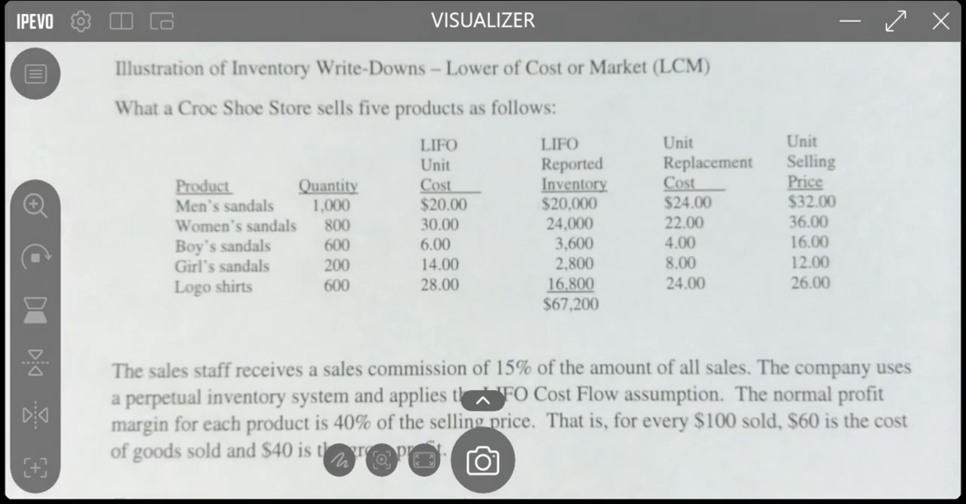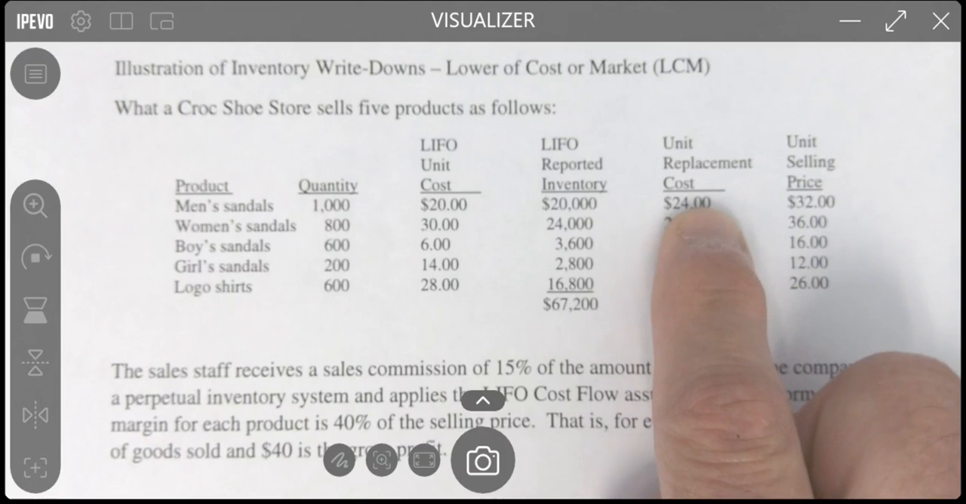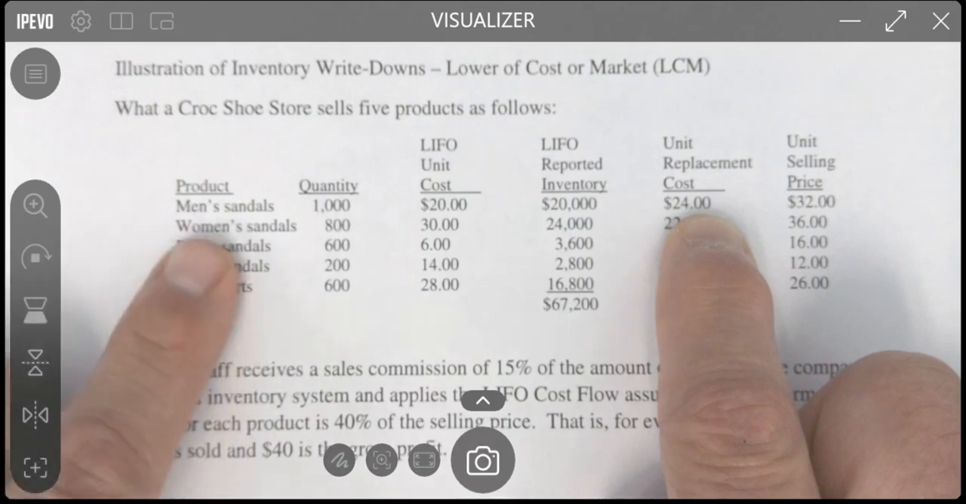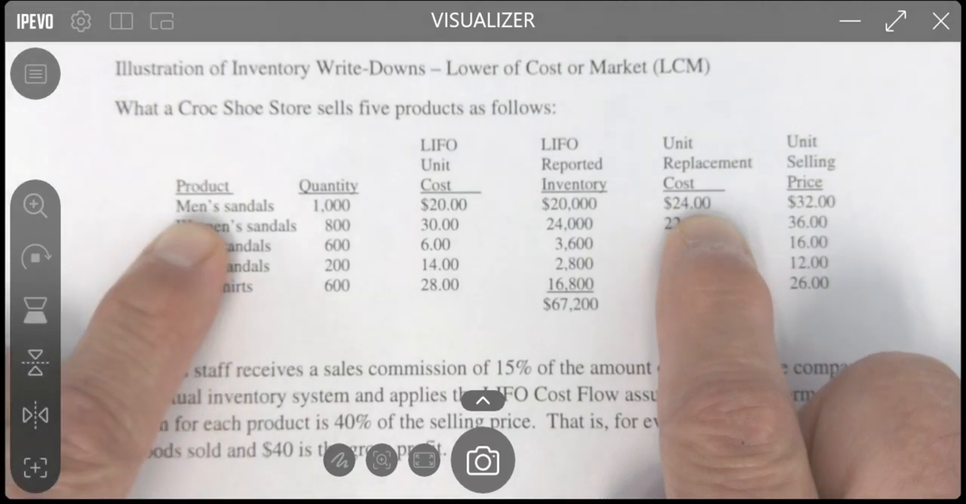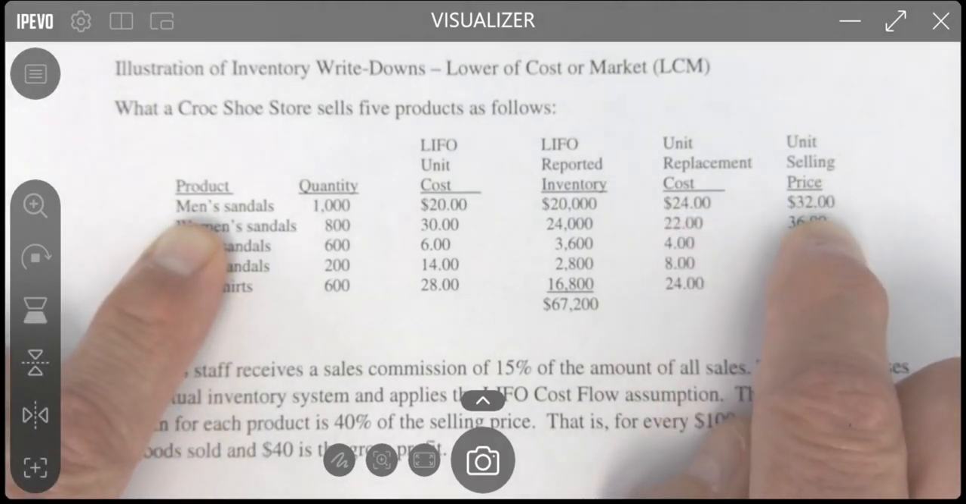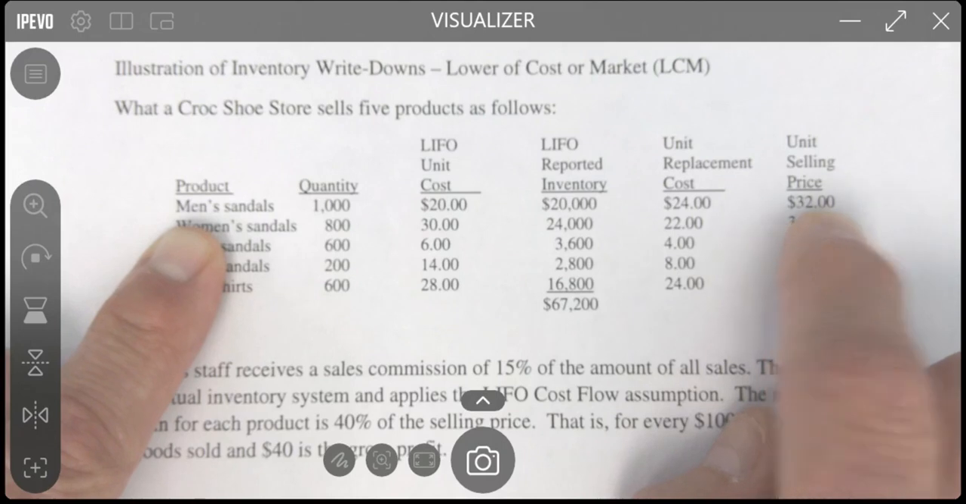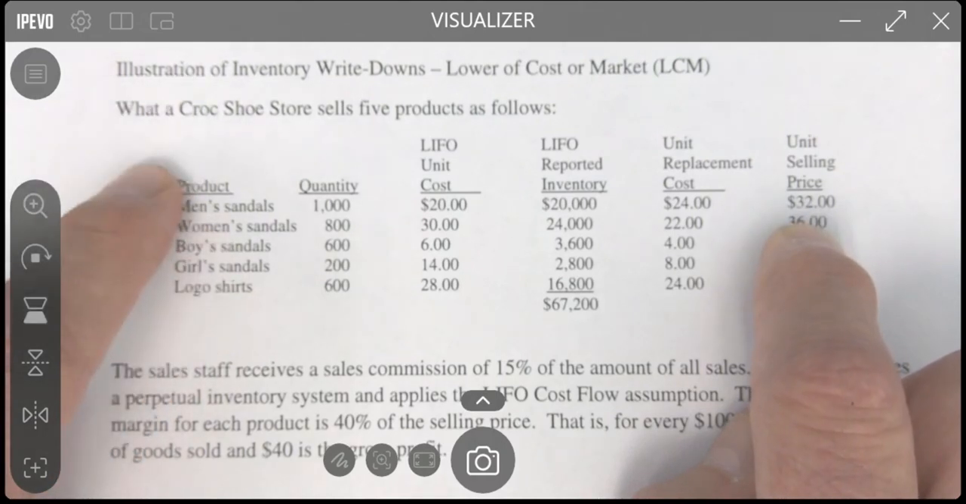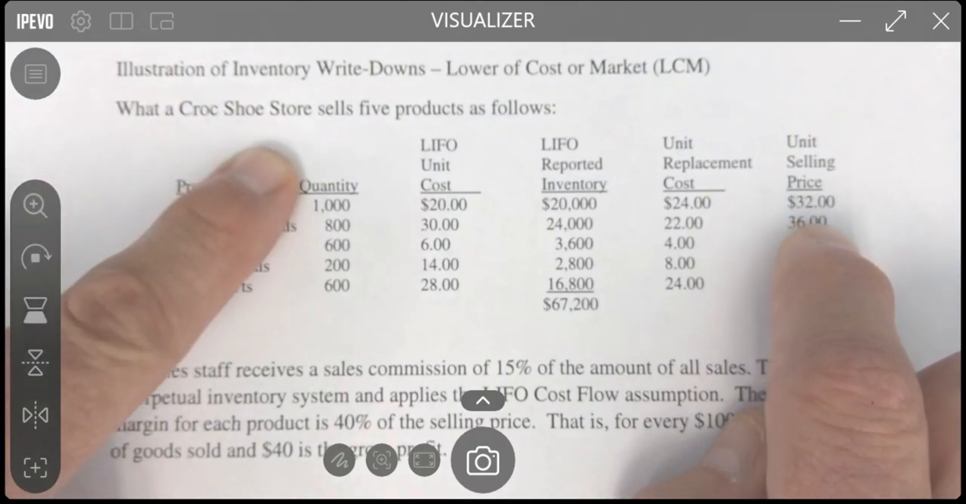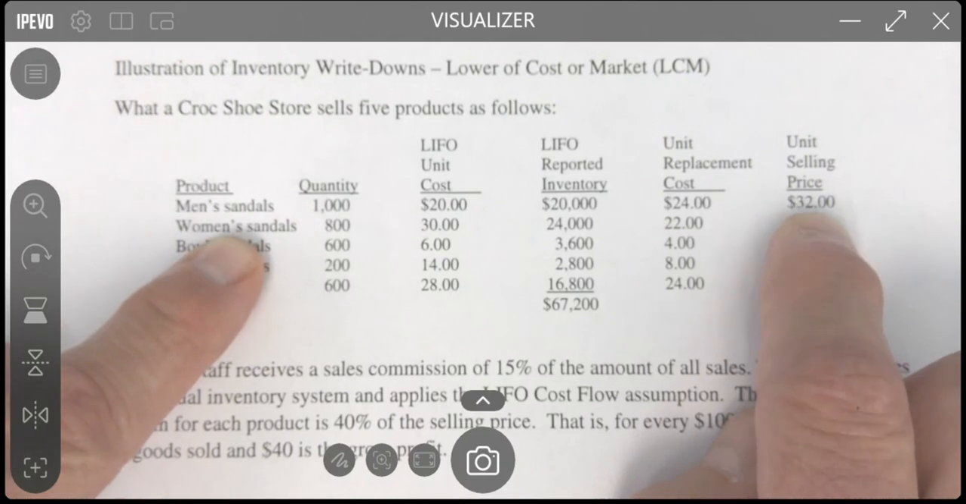A few other relevant facts to keep in mind for the case. Number 1, the replacement cost, which we called purchasing, is 24. That's what it will cost to buy the next pair of men's sandals from Crocs. And we sell them, the company, What a Croc Shoe Store, sells them for 32 in their retail locations.